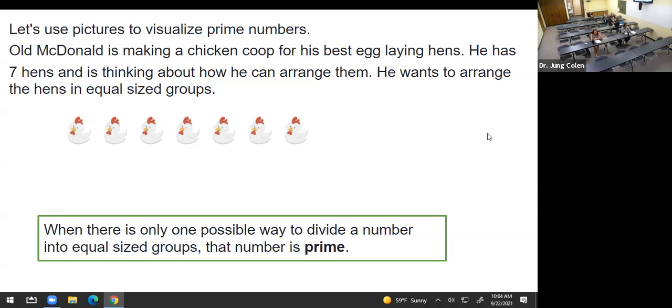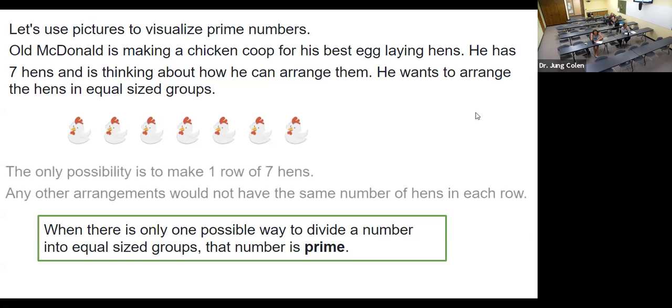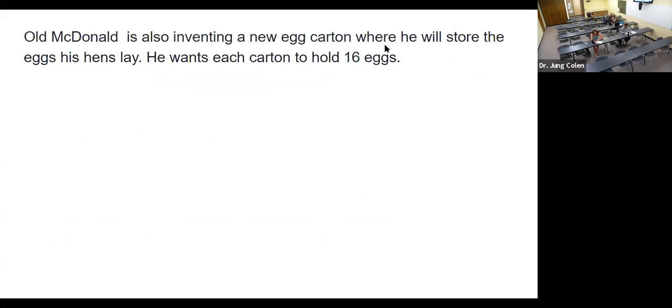Okay? So here's the definition for prime. When there is only one possible way to divide a number into equal sized groups, that number is prime. In other words, there are only the factors of 1 and itself, like 1 and 7, right? So when we have only those 2 factors, we call that a prime number.